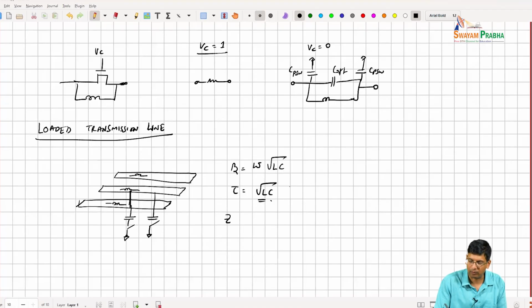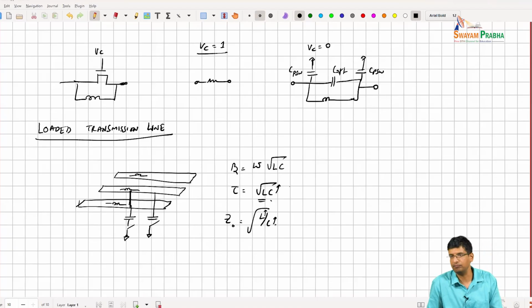But my problem is that Z naught is the square root of L over C, right? So if I change the delay by adding C, I'm changing my impedance down, right? So then I have to find some way that when I am increasing C, I'm also increasing L so that I keep my impedance constant, right? That's basically the approach.